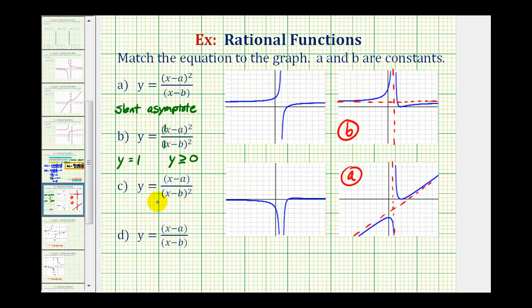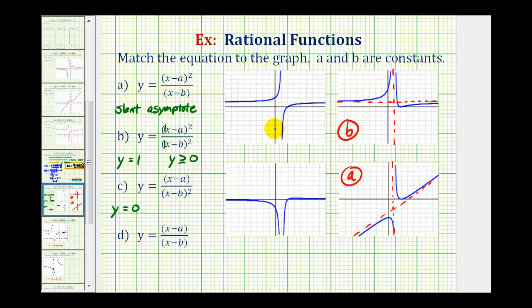Now let's take a look at equation C. The degree of the numerator is degree 1, the degree of the denominator is degree 2, and since the degree of the numerator is less than the degree of the denominator, the horizontal asymptote would be y equals 0, and we have a vertical asymptote at x equals b.